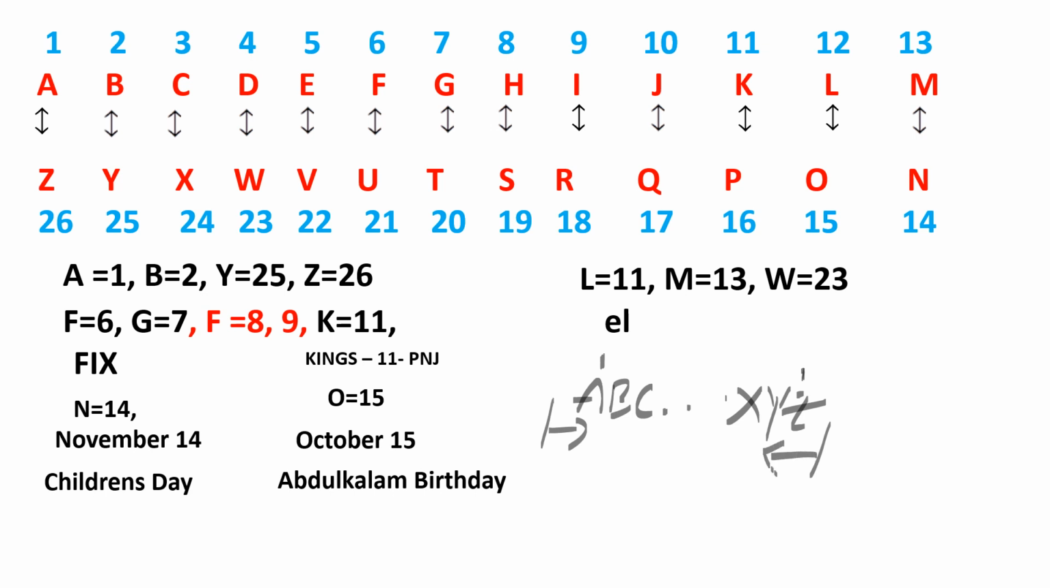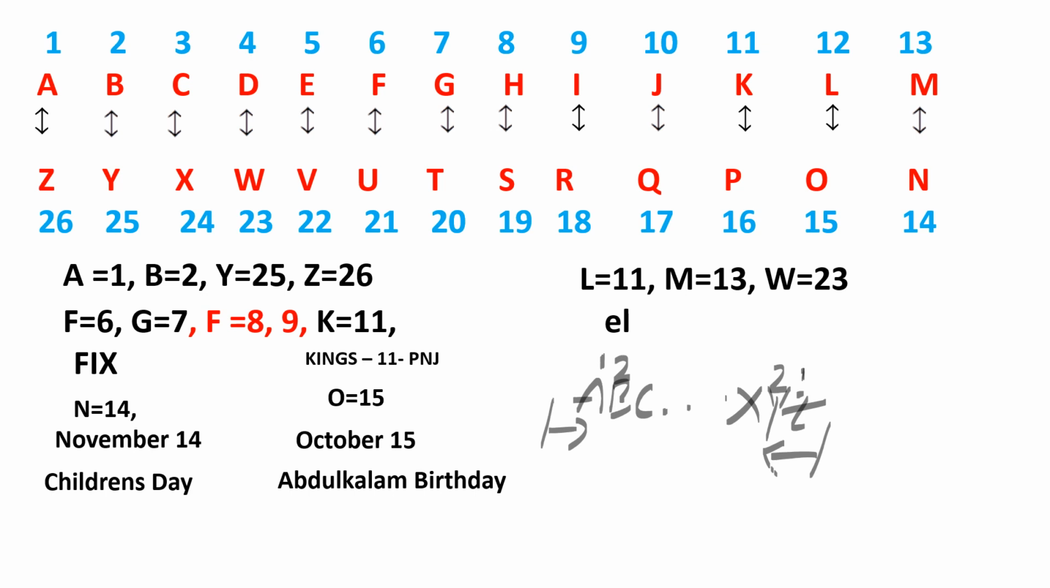So A's opposite letter is Z. That is what we have written here. A opposite letter is Z. Next, from the left the second alphabet is B, and from the right the second alphabet is Y. So B opposite is Y. First we need to learn these positions.